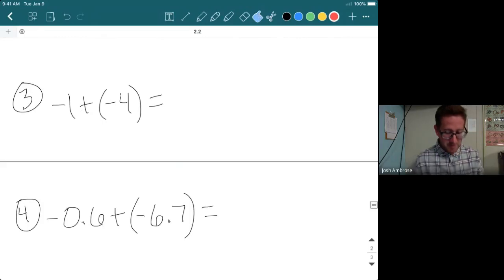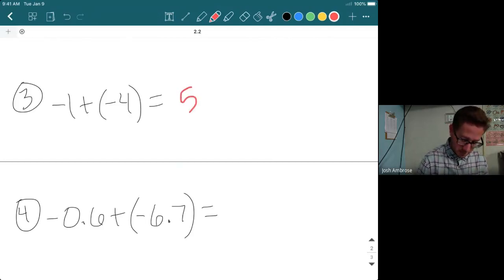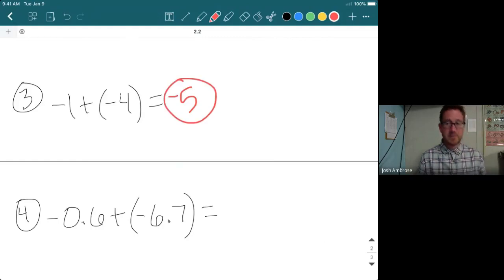Number 3, here's our first example when it comes to a negative plus another negative equaling a bigger negative. So what is 1 plus 4? It's 5. But both of these numbers are negative, so therefore your answer is a -5. Okay, that's our third example.